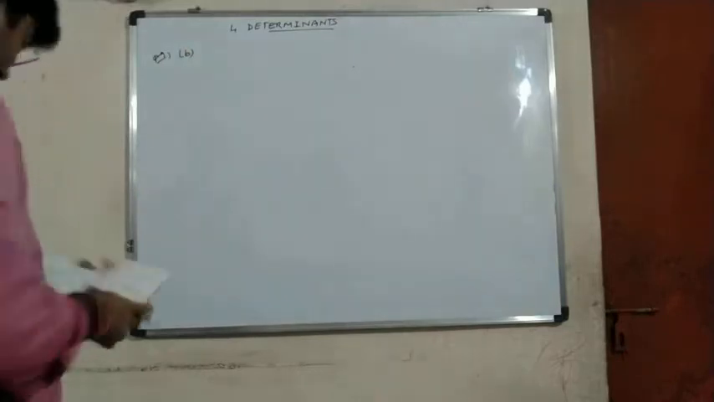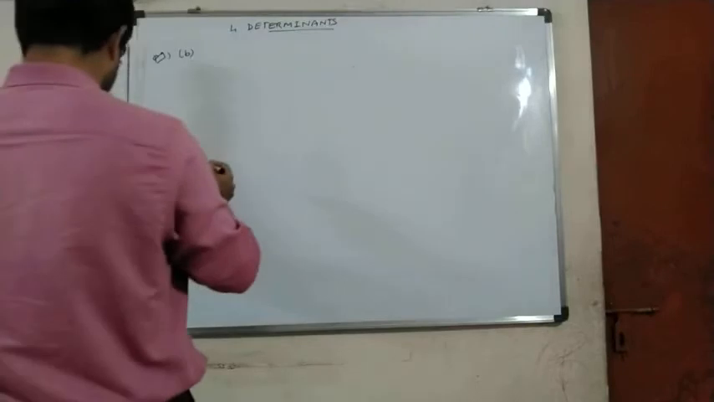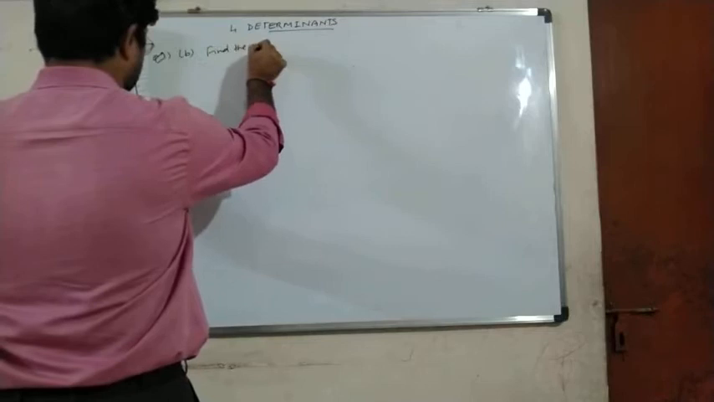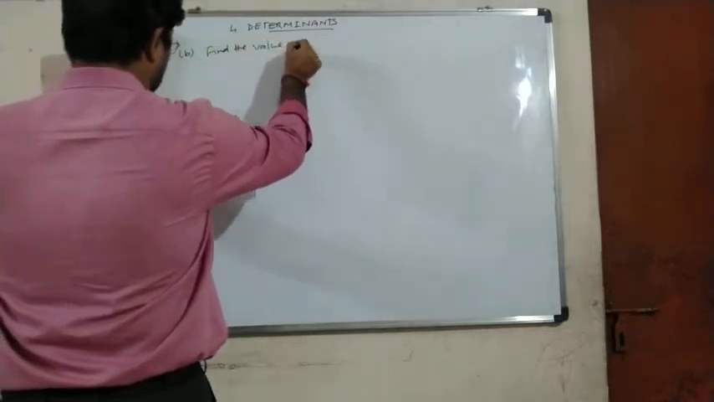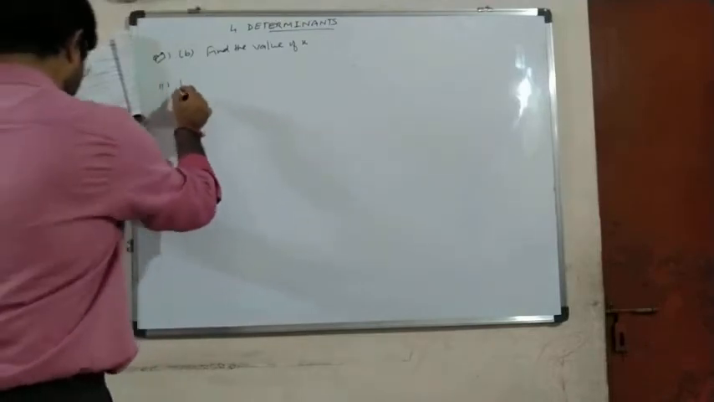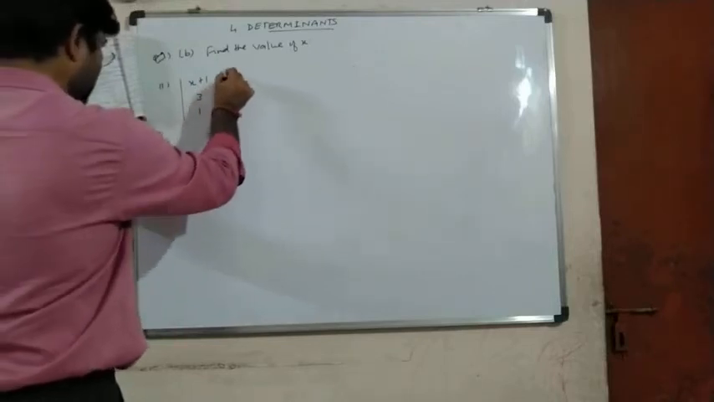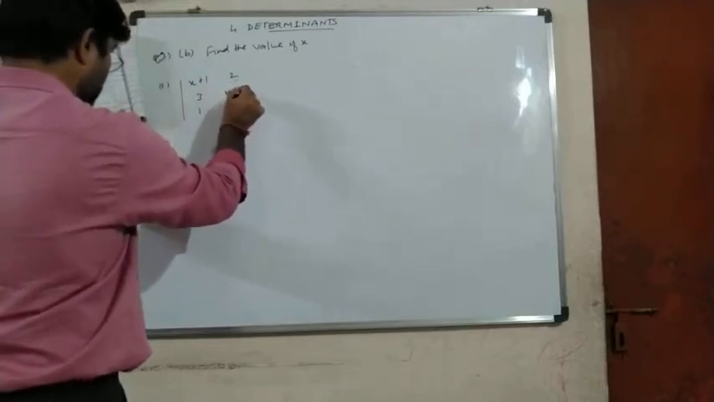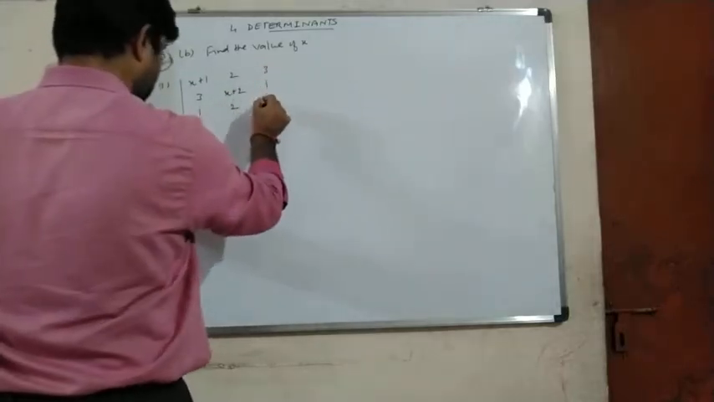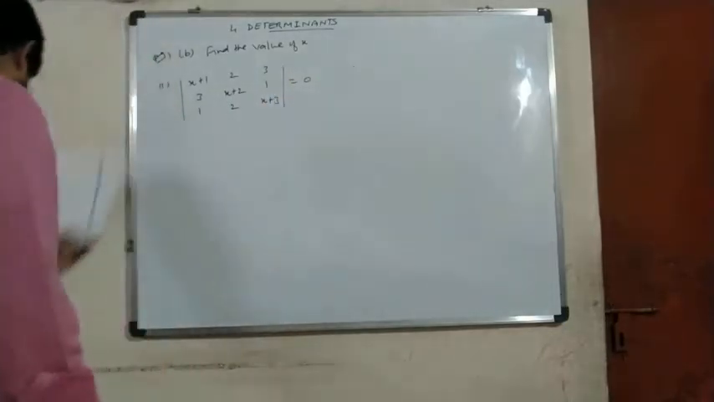Okay, question number 9, part B. Here, find the value of x from the given equation. Here also the same thing, we have to find the value of x. Now number 1, we are given determinant x plus 1, 3, 1; 2, x plus 2, 2; then 3, 1 and x plus 3 equal to 0.